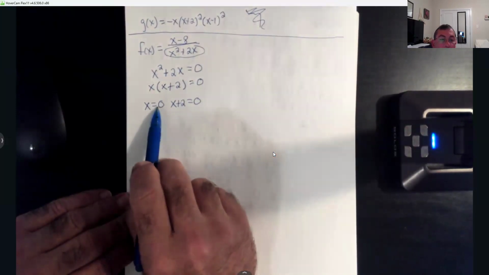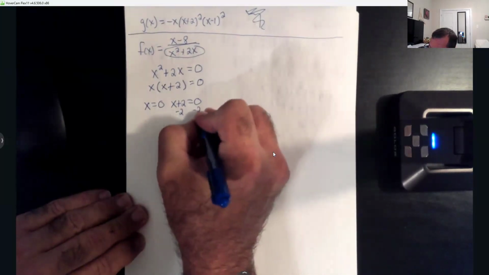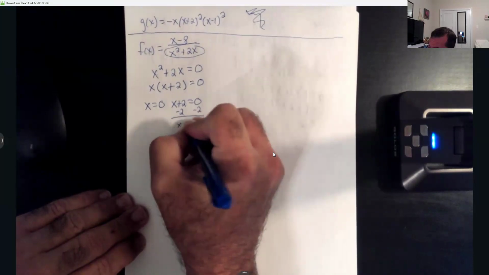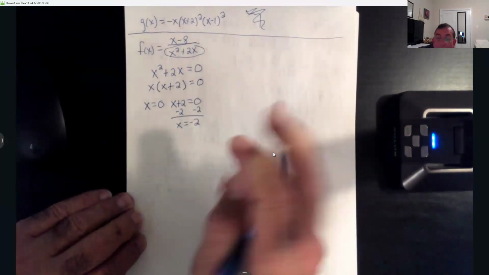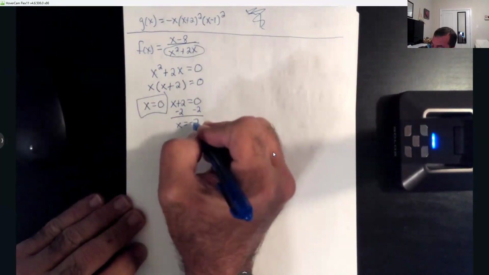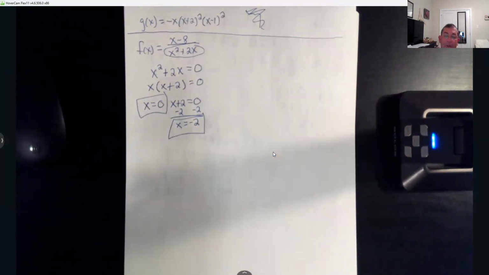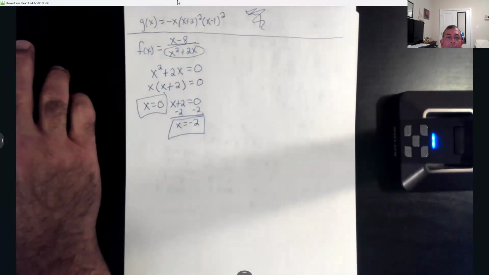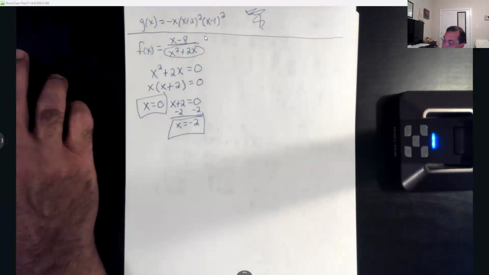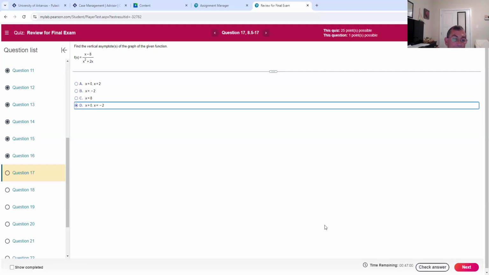So y'all, the first one equals 0. The second one, we would subtract 2 from both sides and get x equals a negative 2. So my vertical asymptotes will be x equals 0 and x equals negative 2. All right, so we would go find that on the answer. What do we say? 0 and negative 2. So we would go with D.